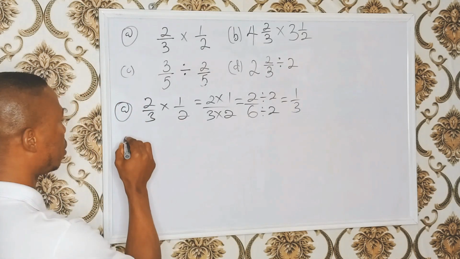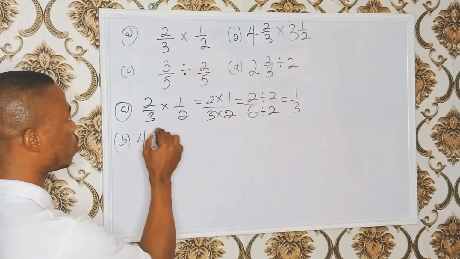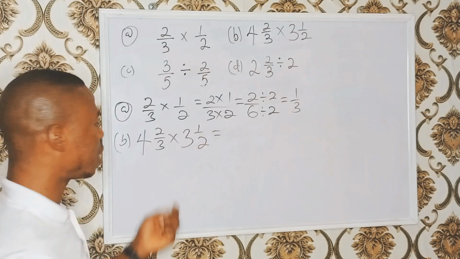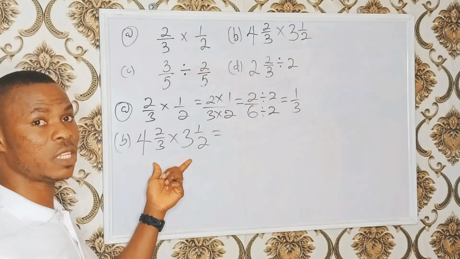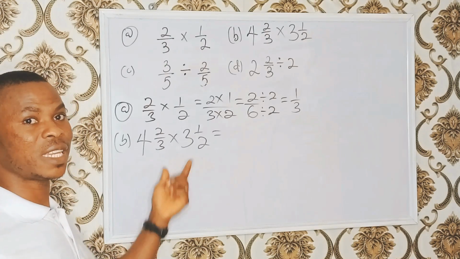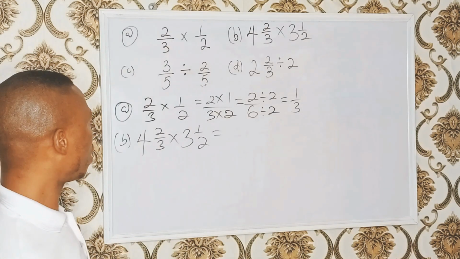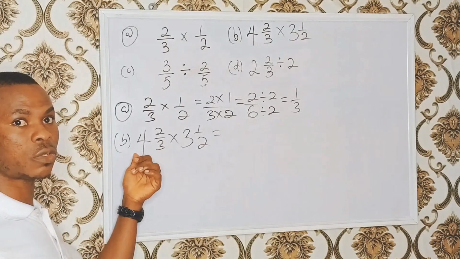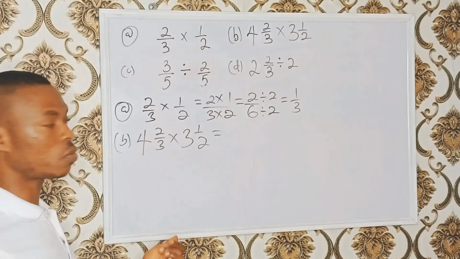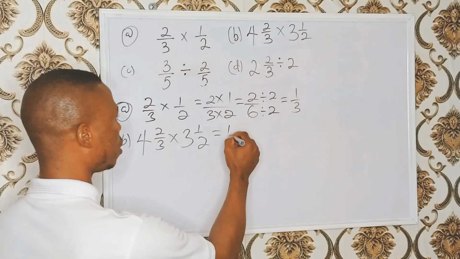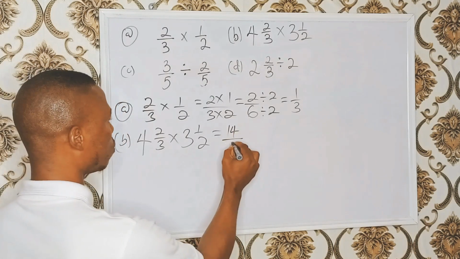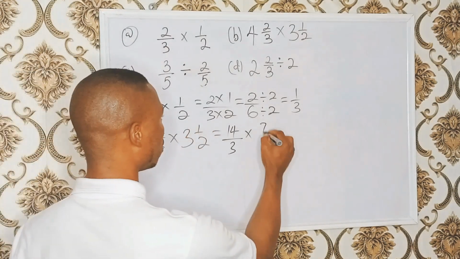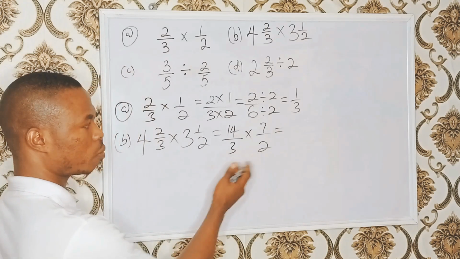So let's go to the second one. 4 whole number 2 over 3 times 3 whole number 1 over 2. Now, looking at this question, all you need to do is to take it to improper fraction because they are in mixed number. Okay, now how do we do that? 3 times 4, the denominator times the whole. 3 times 4, that is 12, plus the numerator, which is 2. So 12 plus 2 gives you 14 over the denominator, which is 3. Then 2 times 3, that's 6, plus 1, that's 7 over 2. And that is what you multiply.